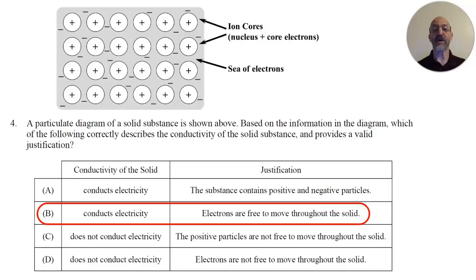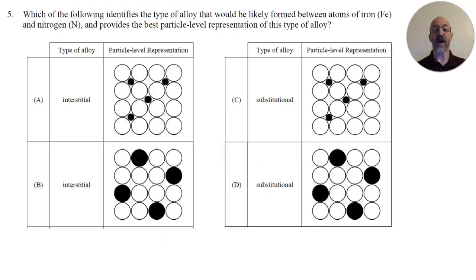Now let's take a look at alloys in question 5. We have to talk about the difference between interstitial and substitutional alloys. So question 5 says the following. Which of the following identifies the type of alloy that would be likely formed between atoms of iron and nitrogen and provides the best particle level representation of this type of alloy?